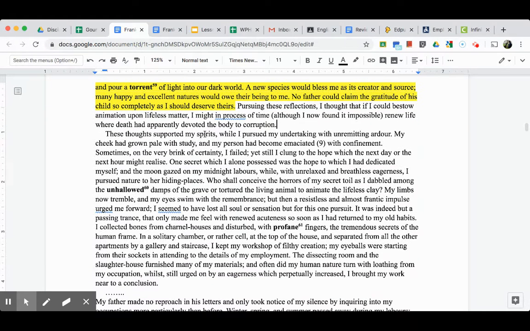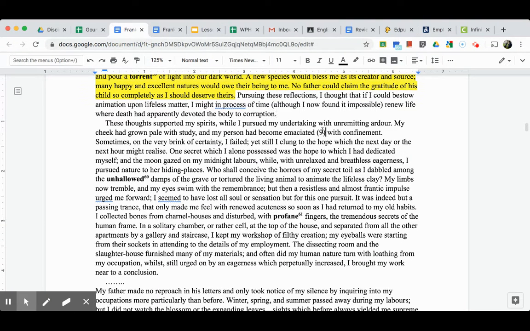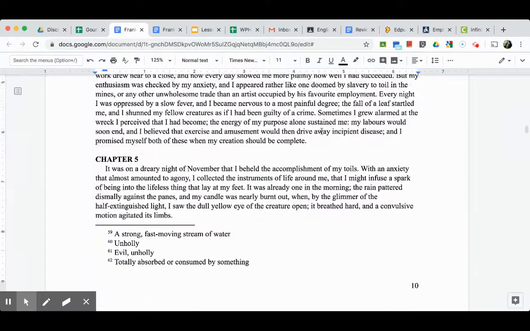"These thoughts supported my spirits while I pursued my undertaking with unremitting ardor, or passion. My cheek had grown pale with study, and my person had become emaciated." Oh, I don't know why that footnote went away.